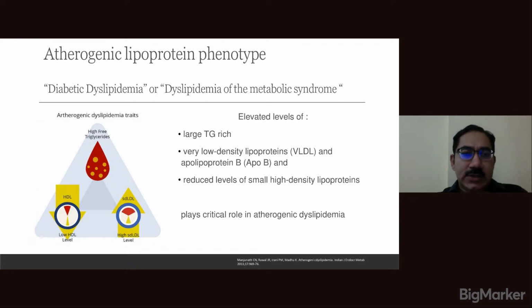Diabetic dyslipidemia, also known as dyslipidemia in the diabetic scenario, features large TG-rich particles, elevated levels of very low density lipoproteins, and elevated levels of apolipoprotein B with reduced levels of small high density lipoproteins. This trio plays a very critical role in atherogenesis, and in the following slides we'll see how it affects pathogenesis and escalates the process of atheroma formation.